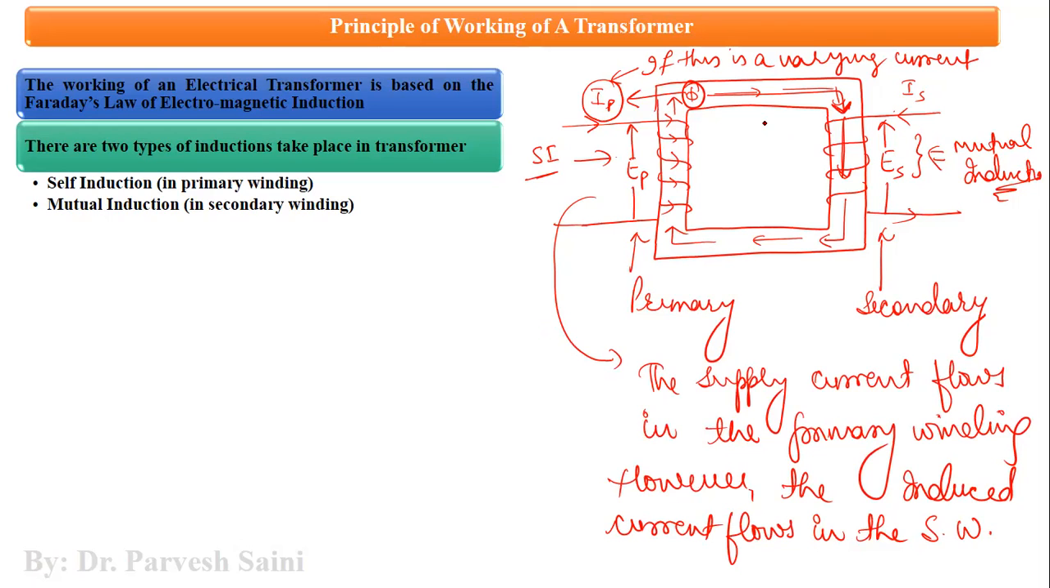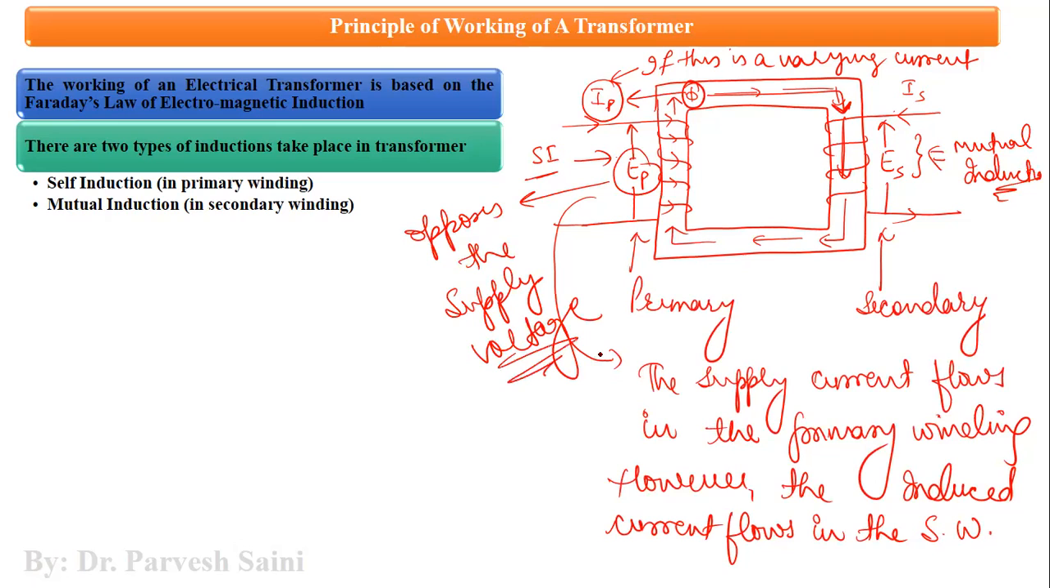The primary has the self induction. The EMF that is induced in the primary is because of self induction, and this EMF opposes the supply voltage. So we will understand this in detail in forthcoming lectures, how it opposes and what is the reason behind it. But it is the self-induction which induces an EMF in that primary winding to which that primary current belongs.